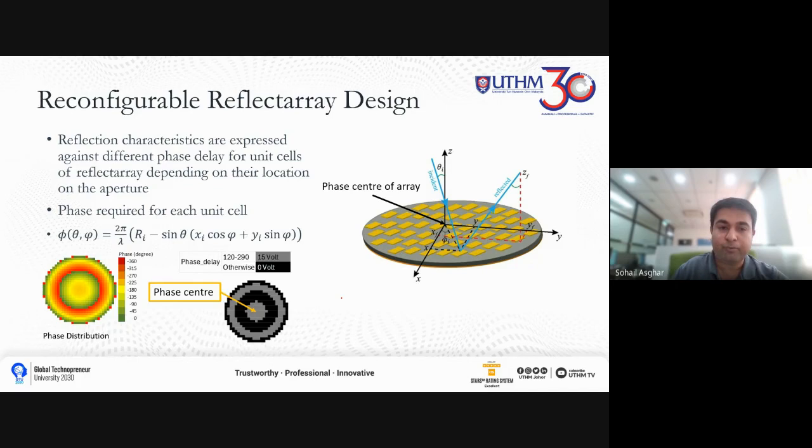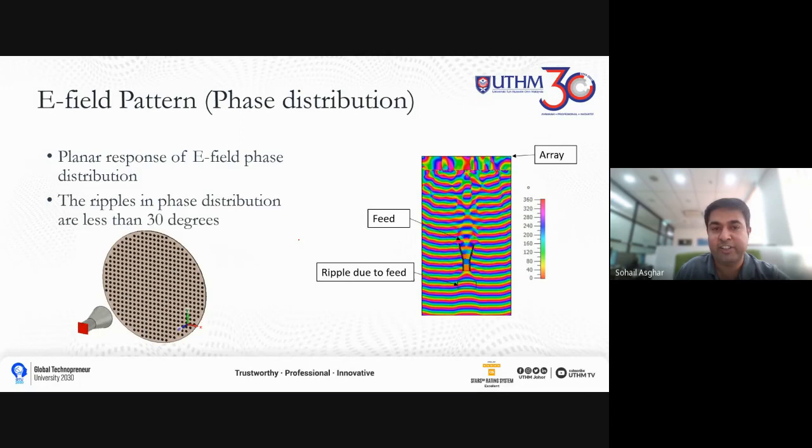So here's the pattern for phase distribution, the E-field phase distribution. When the reflection comes back from the reflectarray, it should be planar. In this E-field pattern, we can see that at this position there is an array, and from this position the wave is being transmitted from the feed. In the reflection, if we focus after the horn antenna, the reflection is so far planar, and its phase is very consistent, which shows us that our reflector is working properly.